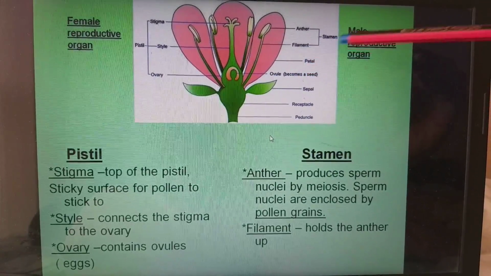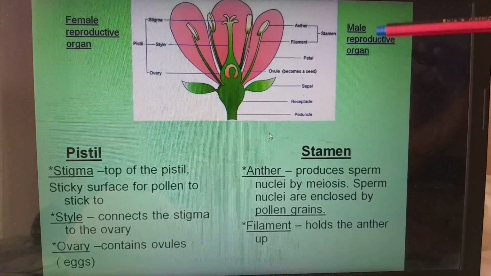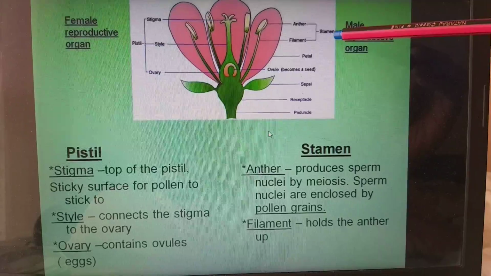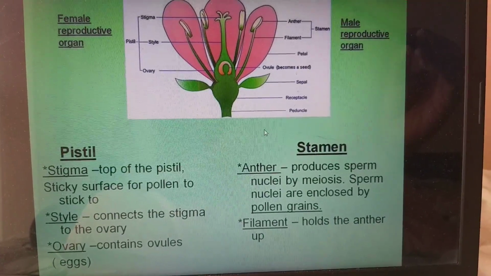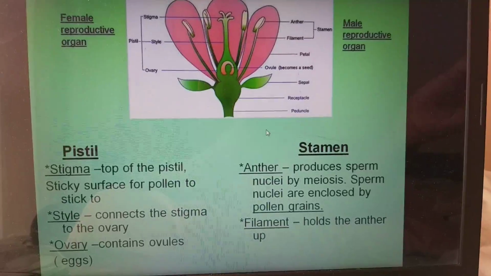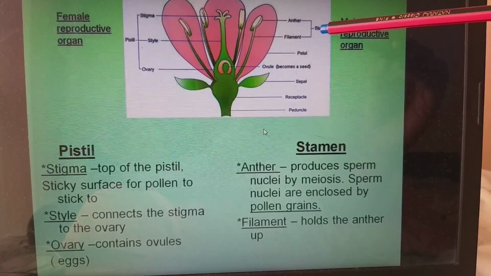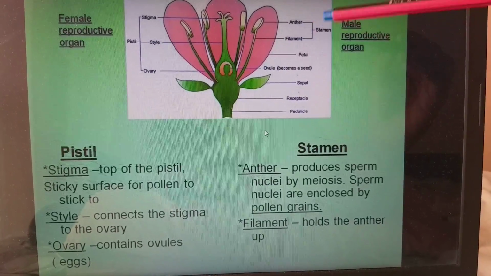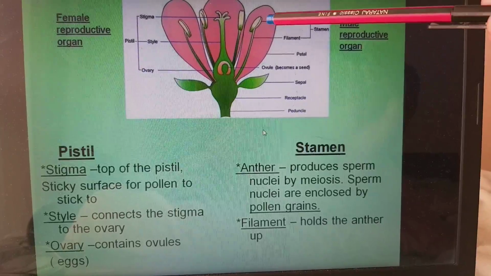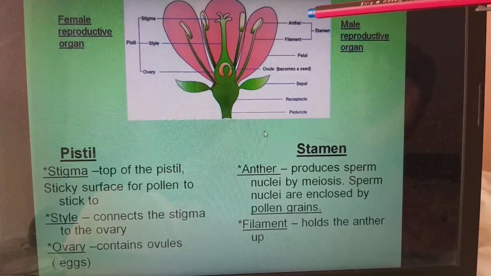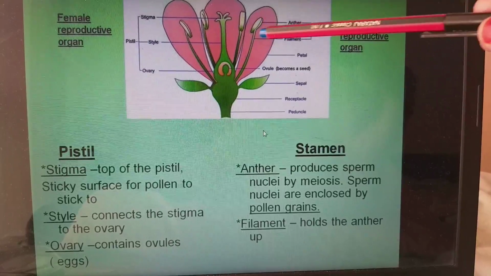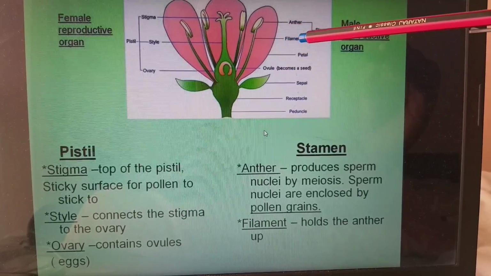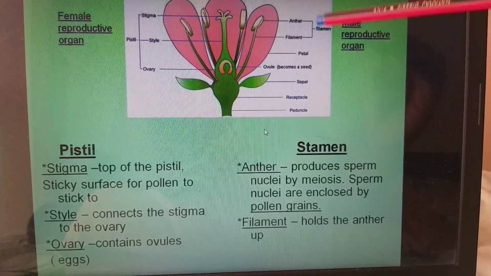Next, we are going to see the male reproductive organ, which we call the stamen. If the flower is staminate, it means a male flower. In certain flowers we have both female as well as male parts. Now, the parts of the stamen are the anther and the filament. The anther produces the sperm by meiosis. The filament is the elongated portion which links up with the anther. Both are parts of the stamen.